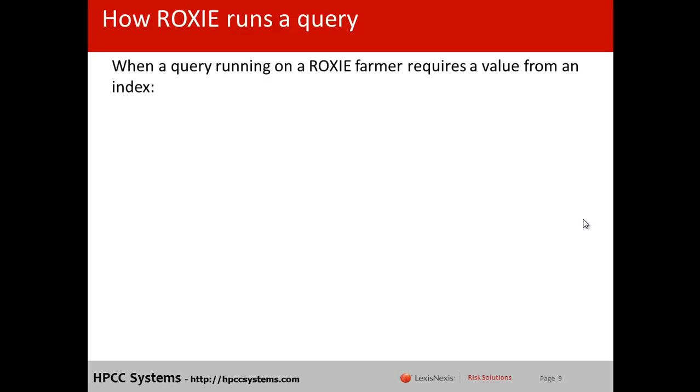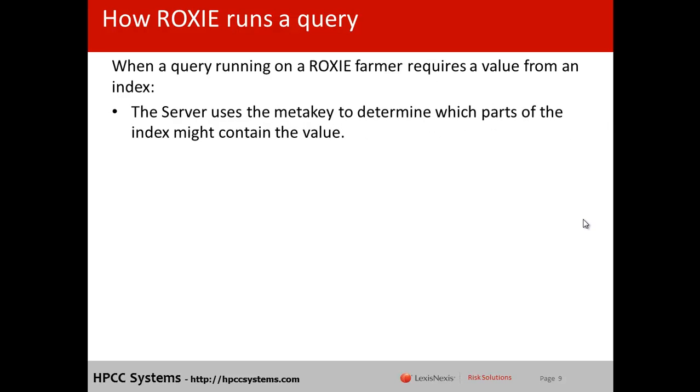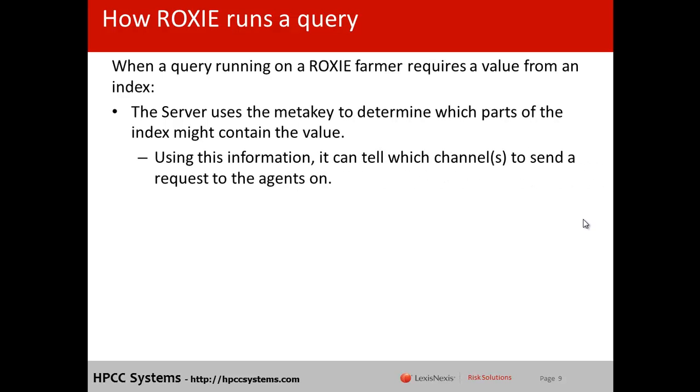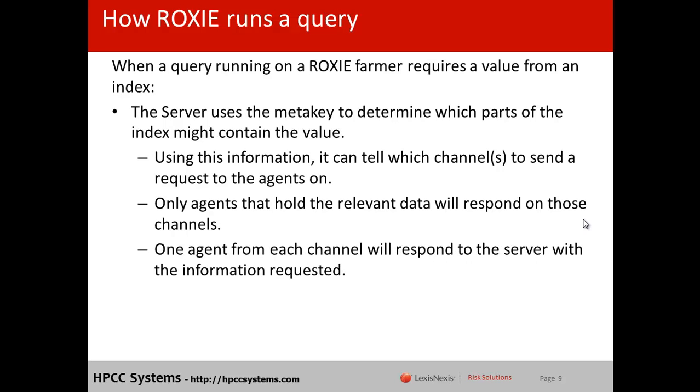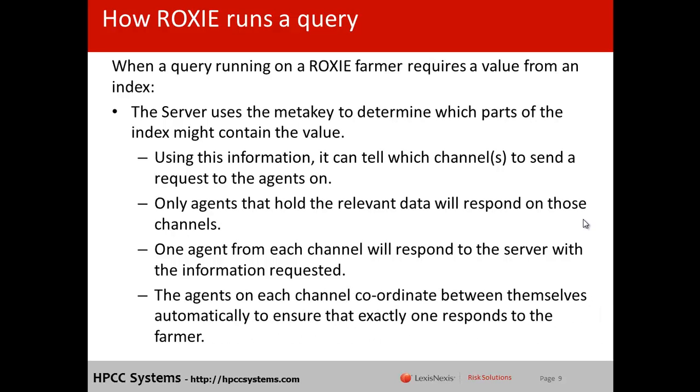Now let's look at how ROXIE runs a query. When a query running on a ROXIE farmer requires a value from an index, the server uses the meta key to determine which parts of the index might contain the value. Using this information, it can tell which channels to send a request to the agents on. And only agents that hold the relevant data will respond on those channels. One agent from each channel will respond to the server with the information needed, and the agents on each channel coordinate between themselves automatically to ensure that exactly one responds to the farmer.